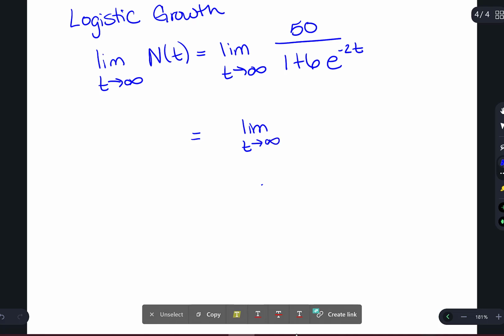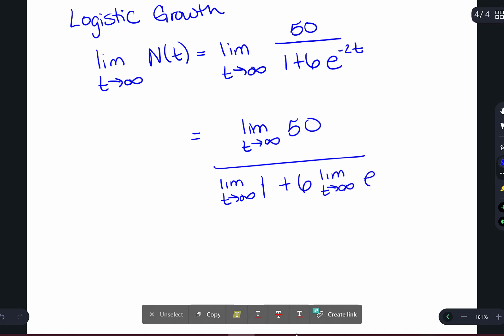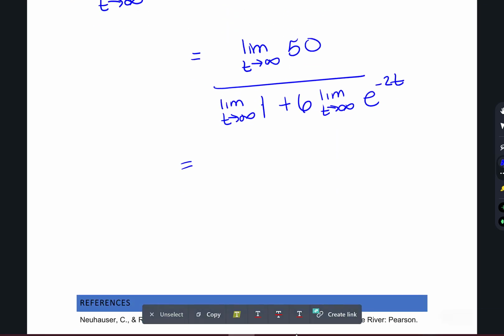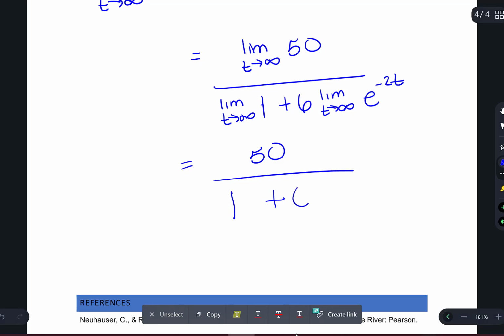Of 50 divided by the limit as t goes to infinity of 1 plus 6 times the limit as t goes to infinity of e to the negative 2t. Notice in the numerator, if we take the limit as t goes to infinity of 50, well, 50 doesn't involve t at all, so that's just going to be equal to 50. Divided by the limit as t goes to infinity of 1, which is just 1, because again, it doesn't involve t. Plus, in the next term, we have 6 times the limit of e to the negative 2t.